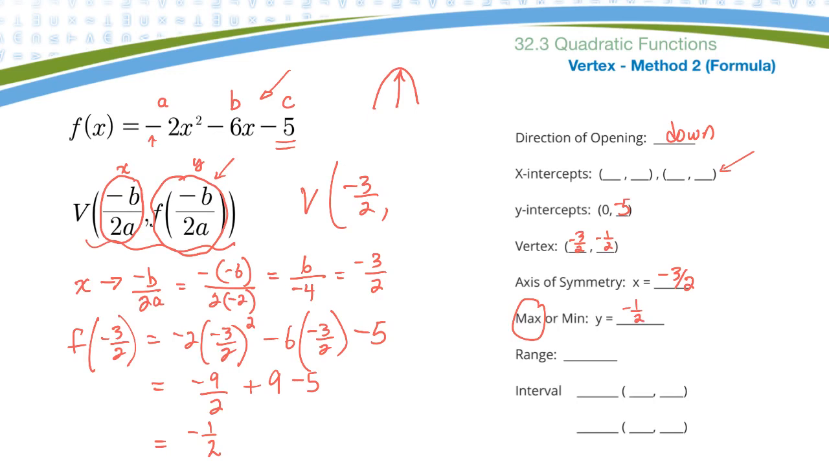So the range would be, the smallest number would be negative infinity, and it could get you all the way up to negative 1/2, including negative 1/2. And then the intervals, the graph is going to be going up, and it does that from negative infinity all the way up to this value, negative 3 halves. And then from negative 3 halves all the way to positive infinity, the graph will be going down. Okay, so that's how you can use the vertex formula to figure out the vertex.